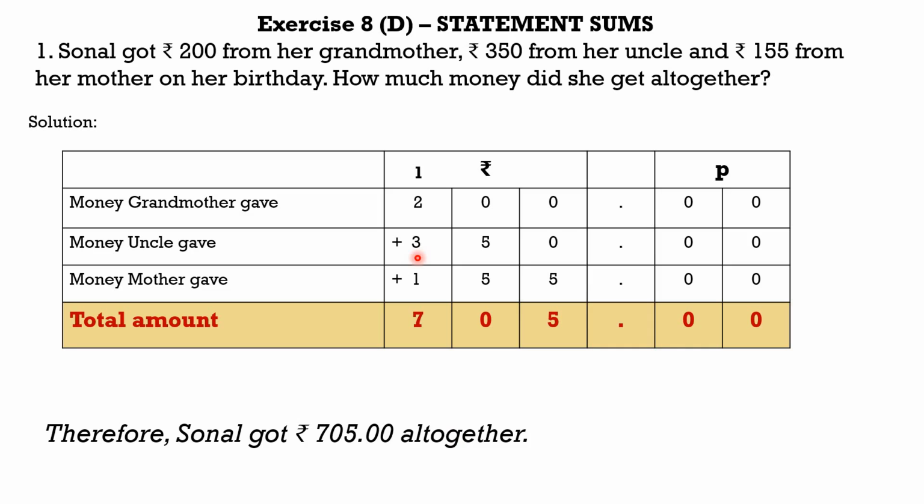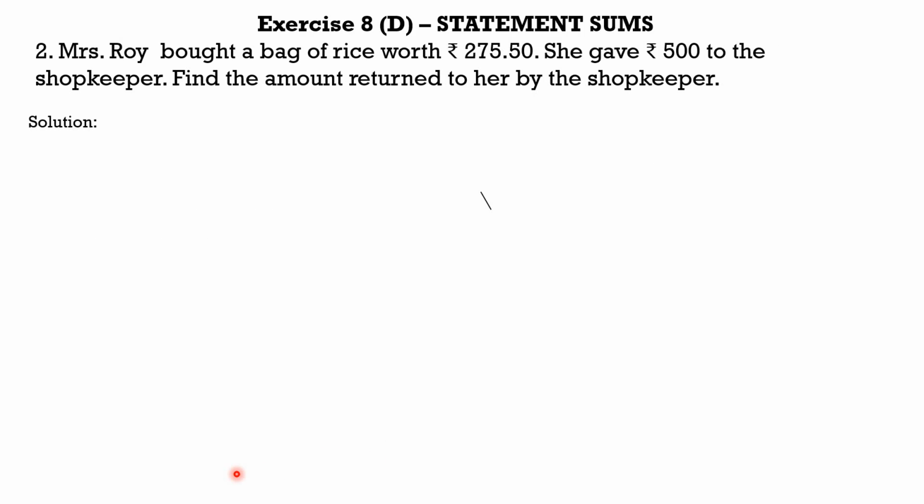So that was all about this sum. We just had to find out how much money she got altogether on her birthday. We did addition of all three amounts and got the final answer as 705 rupees. Let's move to the next sum.